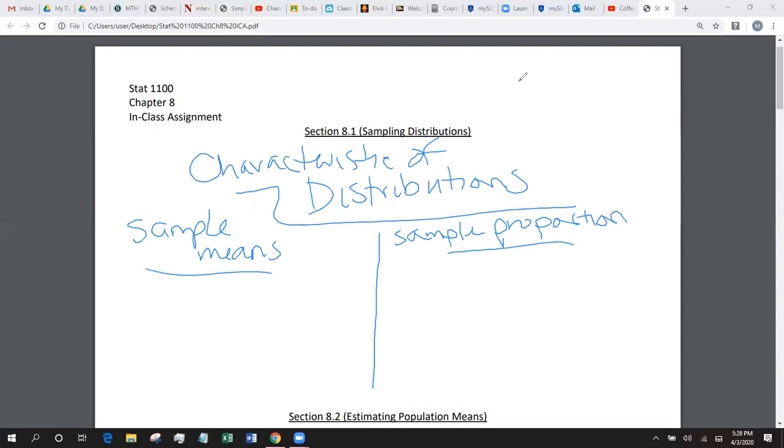In both cases, the larger the sample size, the more closely that distribution will approximate a normal distribution. So as the sample size goes up, the distribution approaches normal. And the same thing applies here. So it doesn't matter which one we're talking about here.